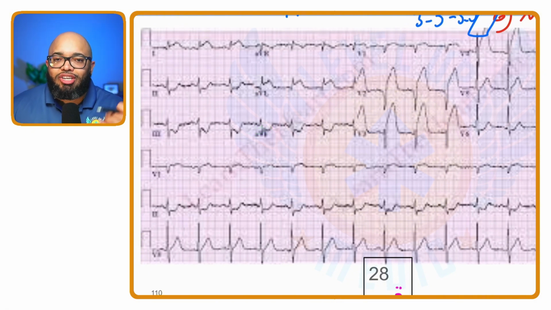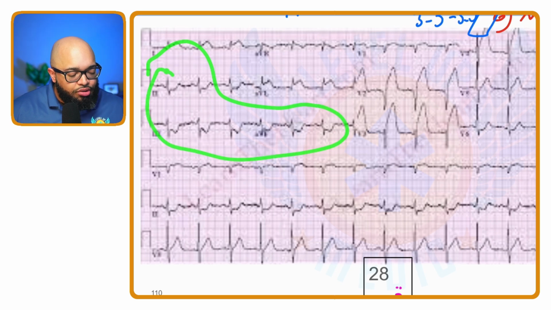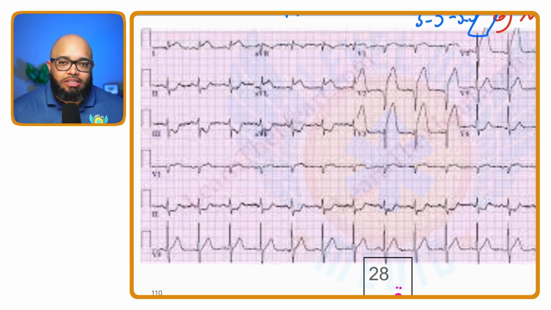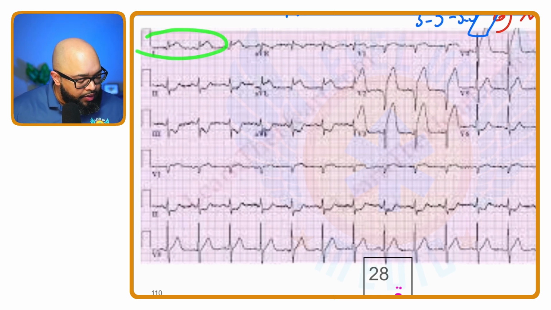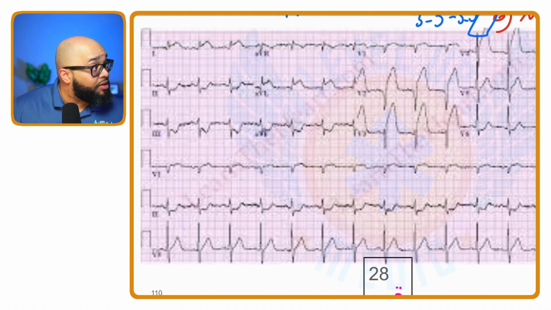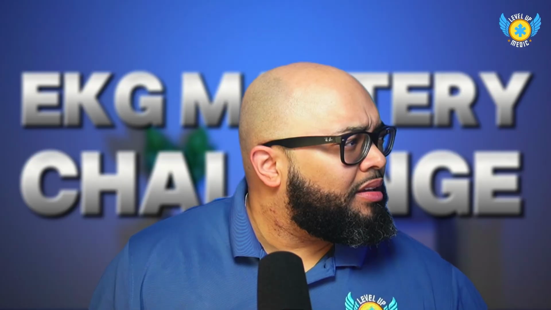Now, if I just were to look at that, you may incorrectly think it's a non-STEMI, but we've got to look at all the leads. So I'm just going to start at 2, 3, AVF. Now, for instance, let's look at 1, AVL, V5, and V6. That's another group together. In lead 1, I've got slight elevation.